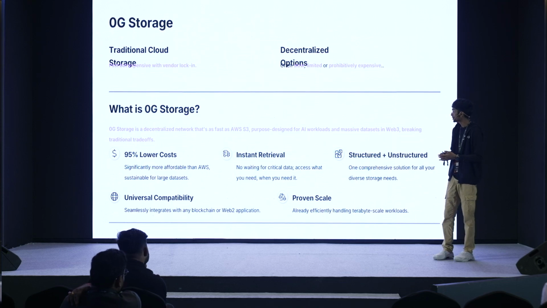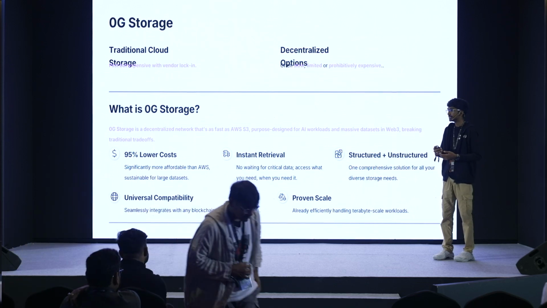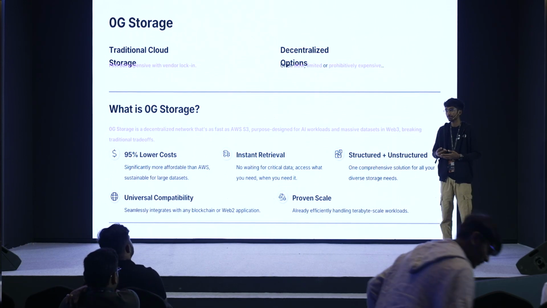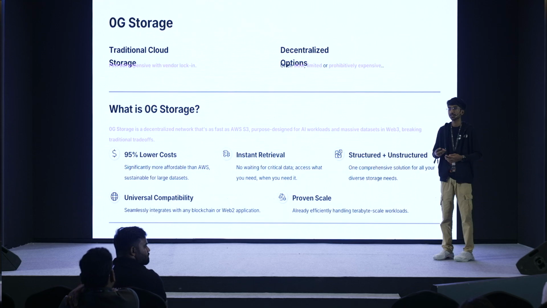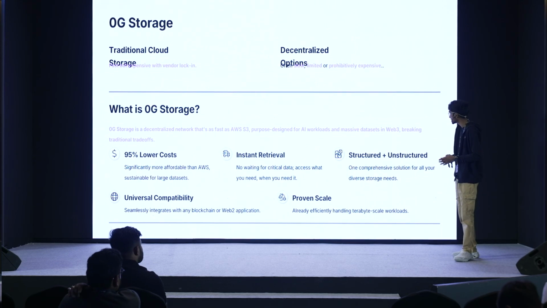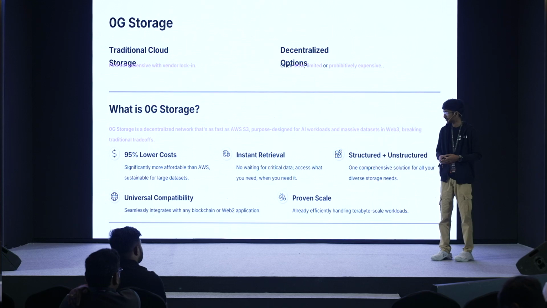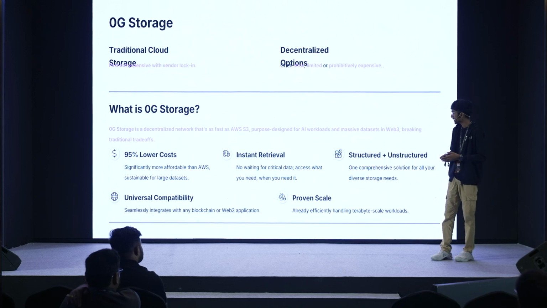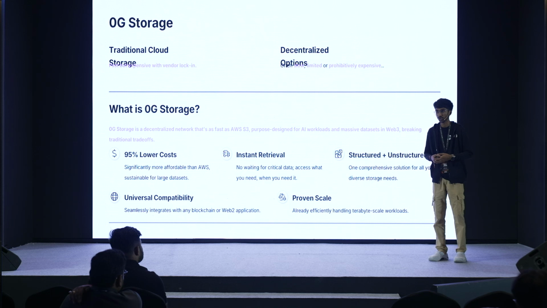So what Zero G storage achieves is that we are a decentralized network that is as fast as AWS S3, but we still claim that we are 95% lower cost than other centralized providers. You will be able to get instant retrieval rates. You can upload both structured and unstructured data. You are universally compatible, and you can also include terabyte-scale workloads.